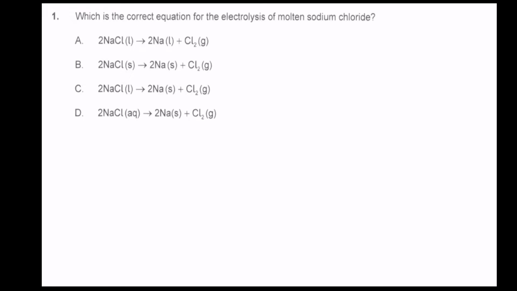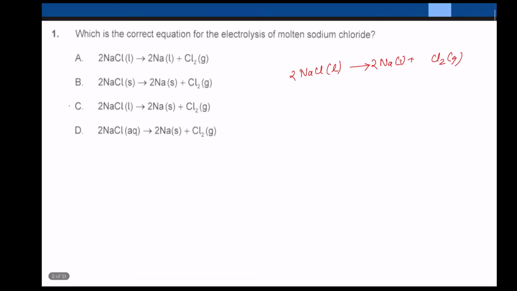So let's get started. This is the first question. Which is the correct equation for electrolysis of molten sodium chloride? Molten sodium chloride is your reactant, so it will be NaCl liquid because sodium chloride is molten. And during electrolysis, you get sodium solid and chlorine gas. Now to balance this, we need to put a 2 here. So this will be my chemical reaction for the electrolysis of molten sodium chloride, and we see that this will directly match with option C. So option C will be the correct answer to this question.